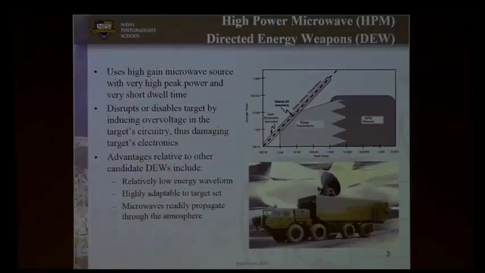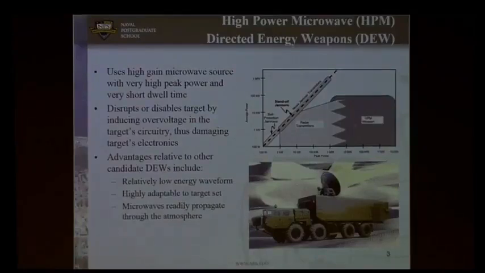And then the last big advantage: you just heard from Donnie about how atmospheric turbulence affects lasers, and particle beams are also almost impossible to get through an atmosphere. Microwaves don't have that problem. They propagate readily through the atmosphere, which is why we use them for sensing and communication and all that stuff.